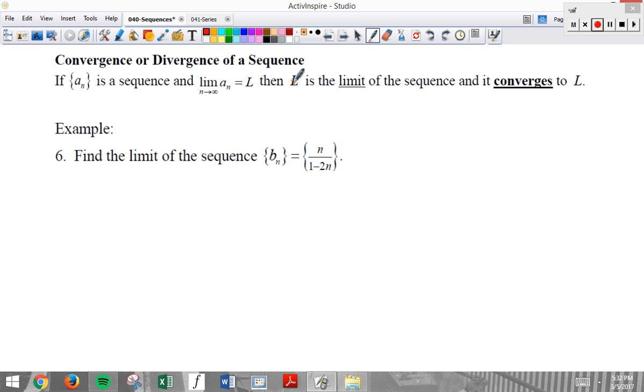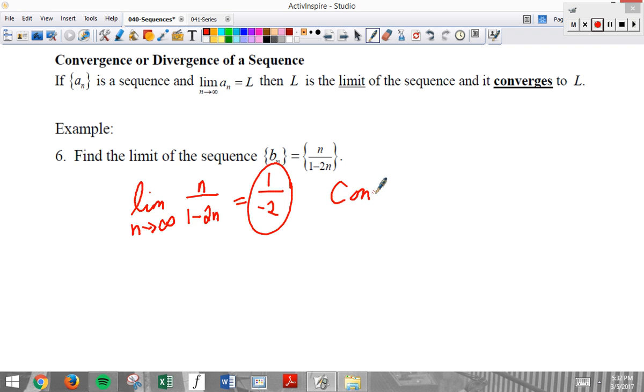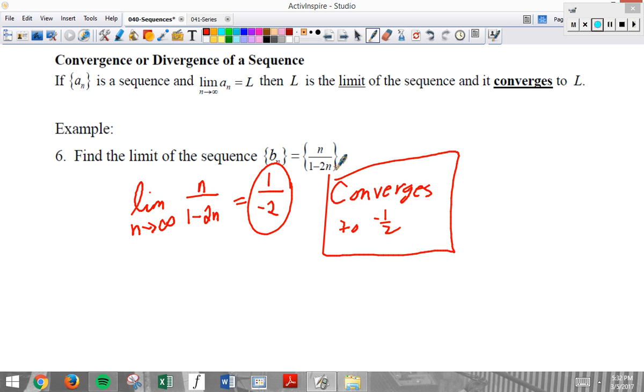So find the limit of this sequence. Well, I would look at the limit as n goes to infinity, 1 minus 2n. Now, if you're getting good with L'Hopital's, you might say, oh, it's L'Hopital's, negative infinity over negative infinity. But that's silly. You shouldn't be using L'Hopital's here. What's the highest degree on the top? 1. What's the highest power on the bottom? 1. So it's the ratio of the coefficients, 1 over negative 2. So it converges, we say the sequence converges to negative 1/2. Okay? Make sense? That's it.